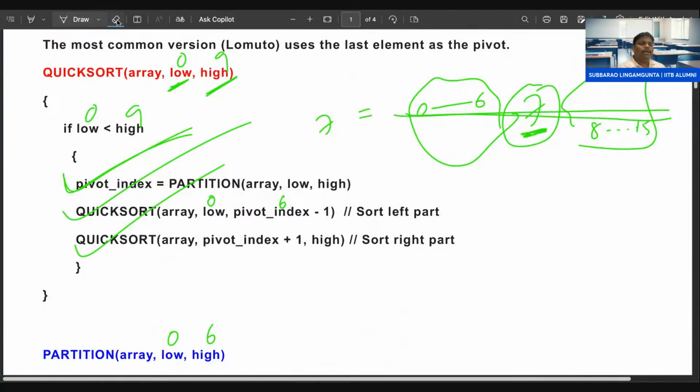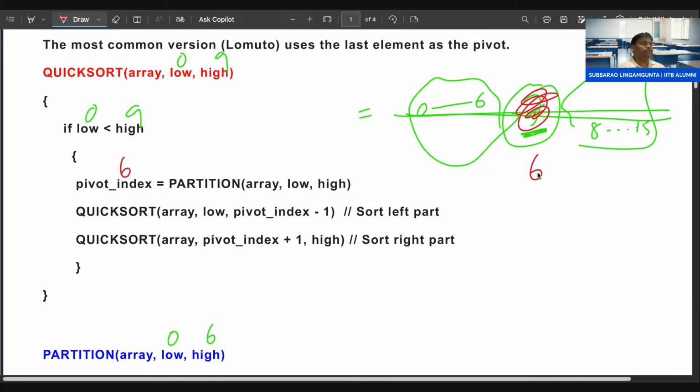Now listen. I applied the partition algorithm from 0 to 9. Assume 10 elements are there. Is 0 less than 9? Yes. Apply partition. Let us assume that I applied partition. It returns 6. That means the pivot element finally went to the 6th place. That means 0 to 5 should be sorted, and after 6, 7 to 9 should be sorted. So this is going to be 0 to 5, this is going to be 7 to 9, like that.